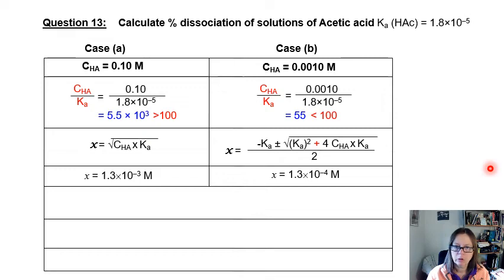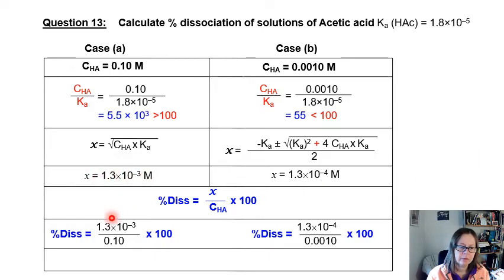Now, let's look at our percent dissociation. The percent dissociation is going to be X divided by the nominal concentration times 100. So for case A, we have 1.3 × 10^-3 divided by 0.1 times 100. And for case B, we have 1.3 × 10^-4 divided by 0.001 molar times 100. If we do this calculation, you see that when we have a 0.1 molar solution of acetic acid, the percent dissociation is 1.3%, but when we have a 0.001 molar acetic acid, the percent dissociation is greater, it is 13%. So for the same acid, if we have a lower concentration, we will have more dissociation.